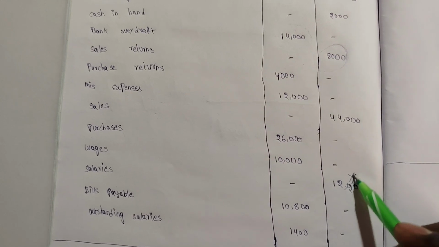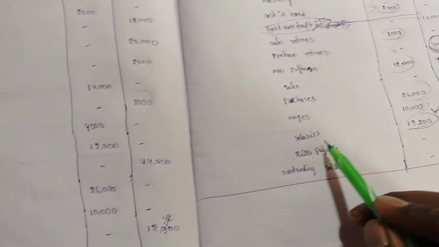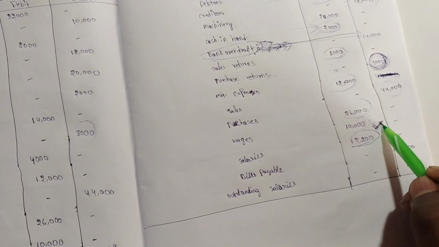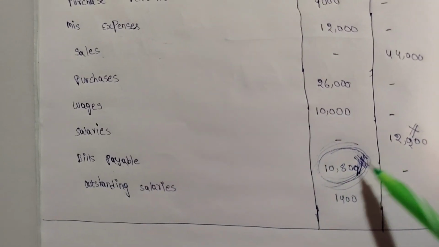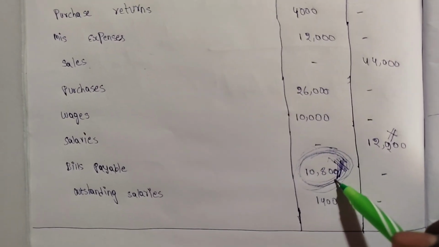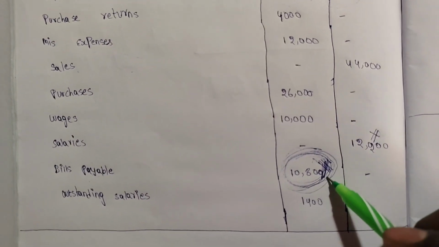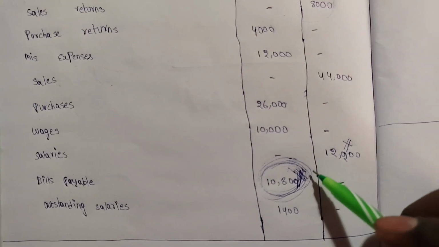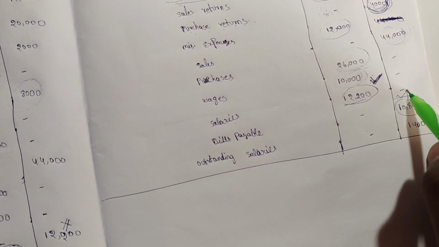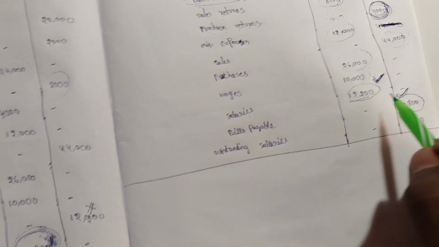Let's see the next one. Salaries is credited. It is wrong. Salaries is an expenditure. We are paying the salaries to the employees of the company, so it is an expenditure for the business. It should be on the debit side. Next, bills payable 10,800. It is wrong because bills payable is not an asset. It is a liability. We have to pay the amount to the creditor in the future. We should credit the bills payable on the trial balance.